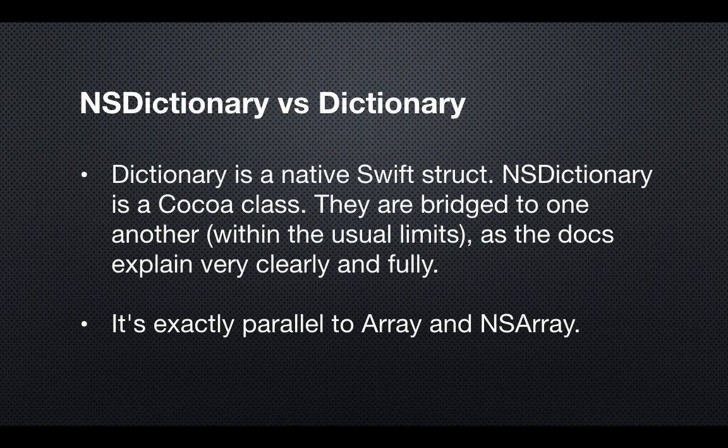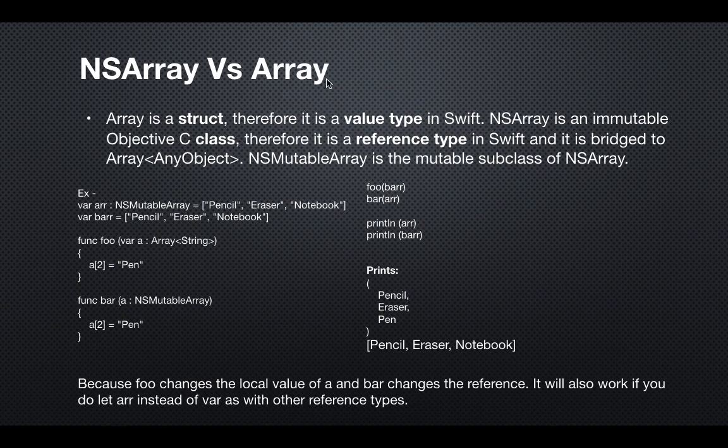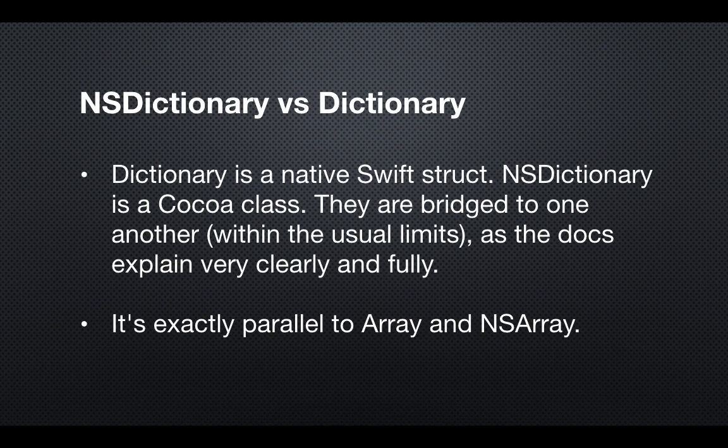Okay. Next is NSDictionary versus dictionary. So same as NSArray and array, dictionary is a native Swift struct. So when we say struct, dictionary becomes value type, whereas NSDictionary is a Cocoa class. So when we say class, NSDictionary becomes reference type. So the same difference we showed between NSArray and array can be used similarly in NSDictionary and dictionary as well. Okay, so it's exactly parallel to array and NSArray. So dictionary is value type and NSDictionary is reference type.